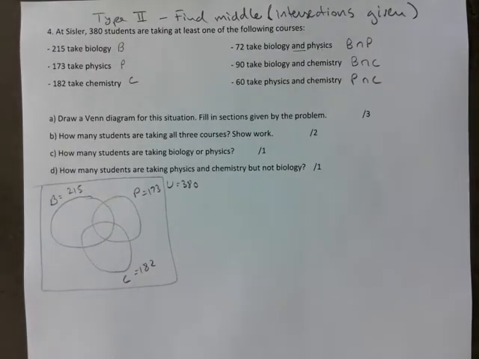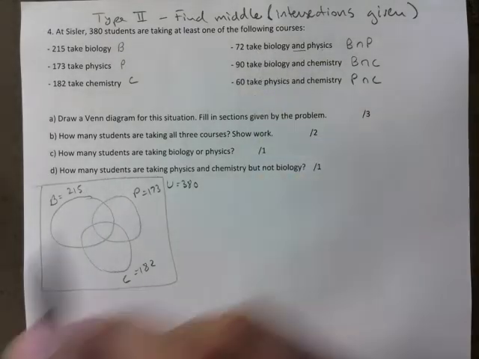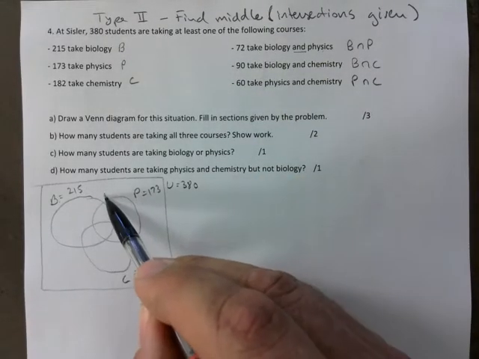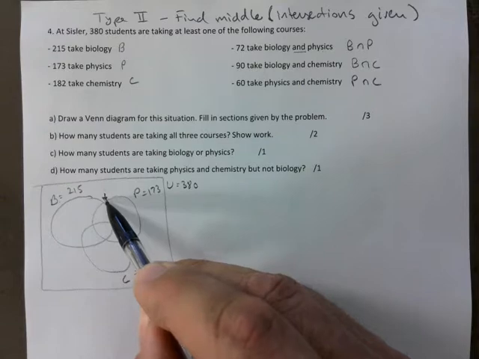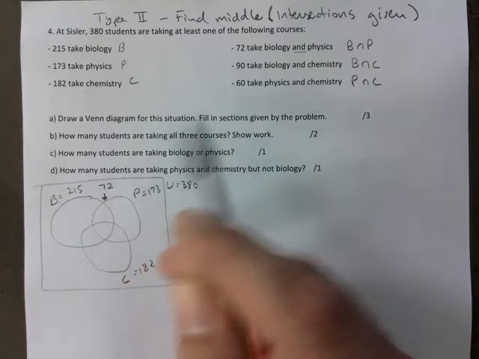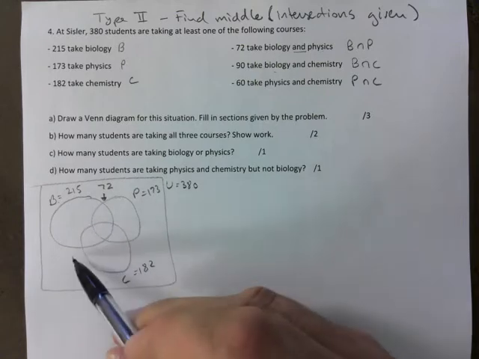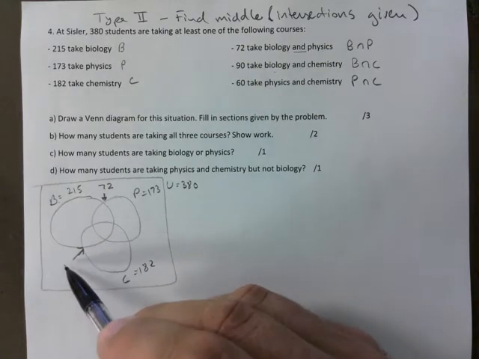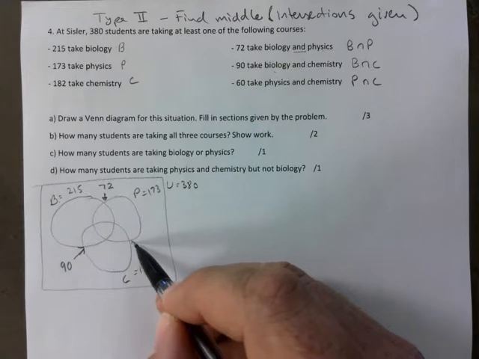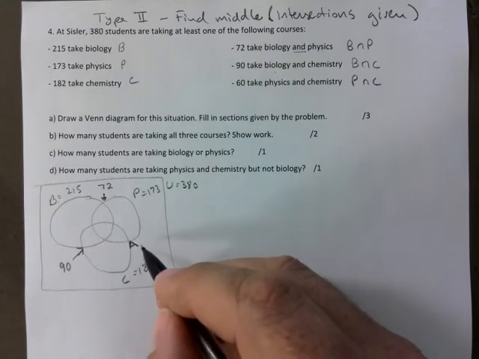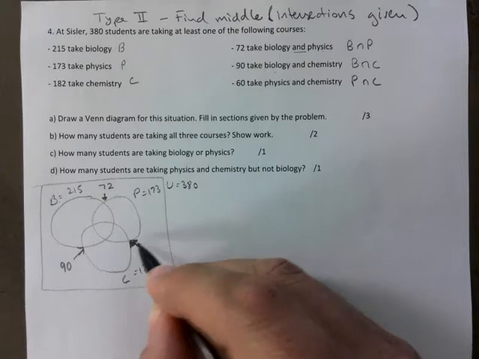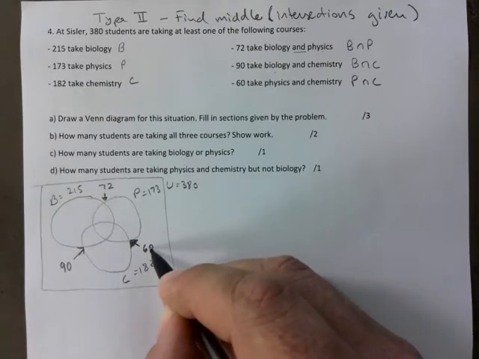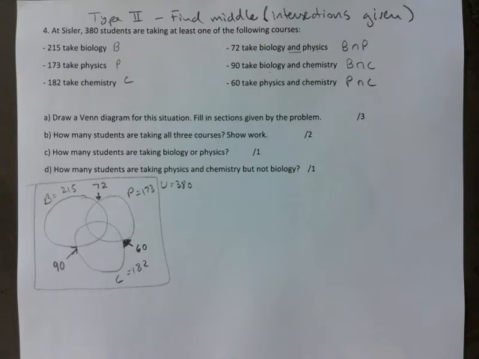And here's the kicker. Where do you put these? And the answer is not inside the Venn diagram. That's the answer. So bio and physics, that'd be bio and physics right here. So I'm just going to make an arrow like that, saying that this is 72. Bio and chem, that'd be right here. That's 90. And then physics and chemistry, this sliver right here, is 60. Okay, so that would have given you 2 marks probably right there.